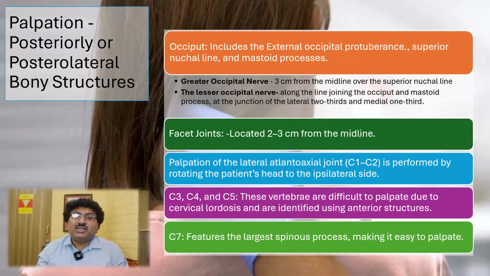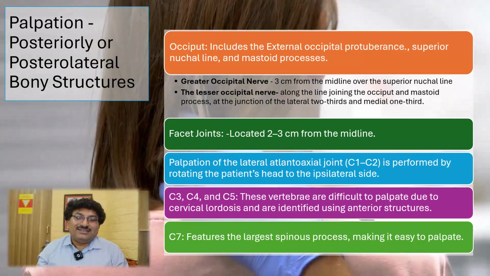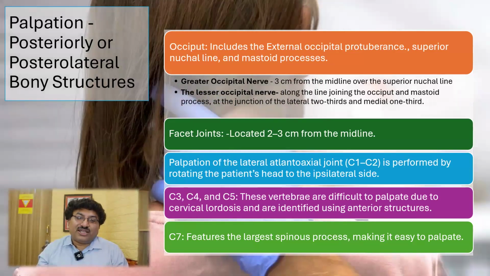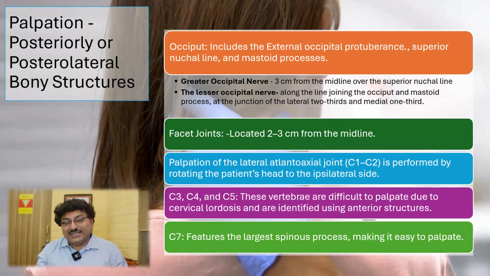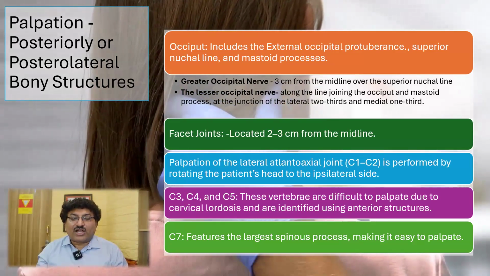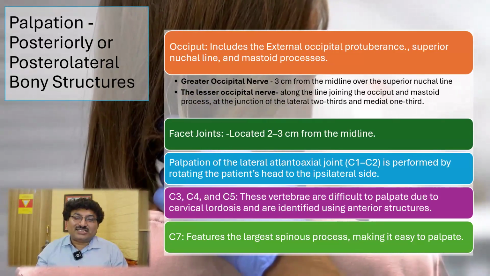C3, C4, and C5. In fact, most commonly these three are involved in the cervical area, especially C4-5, C5-6, and C6-7. These are the three areas involved mostly. In the lumbar area, L4-5 and L5-S1 are the most commonly involved.